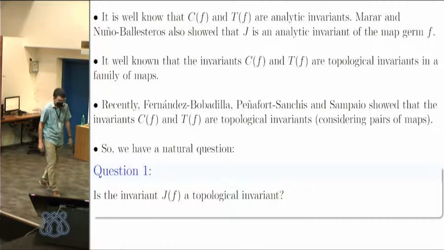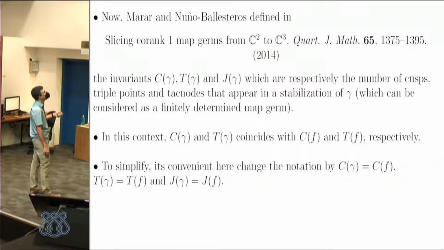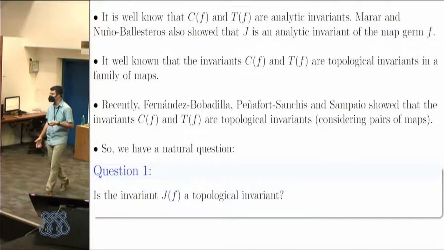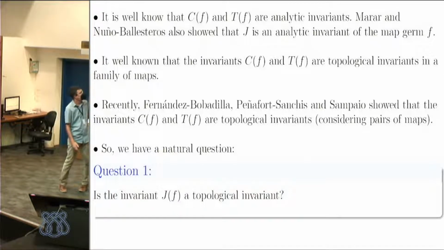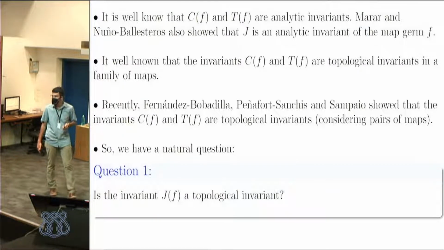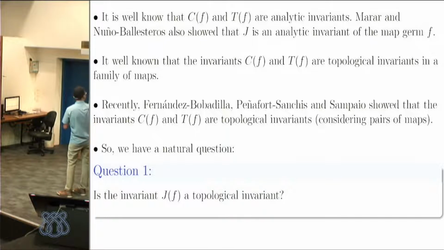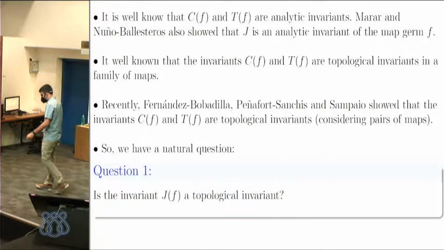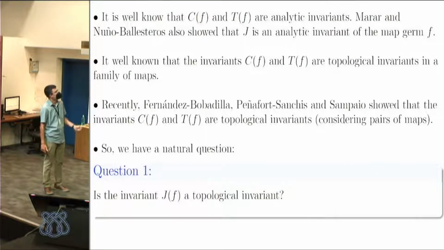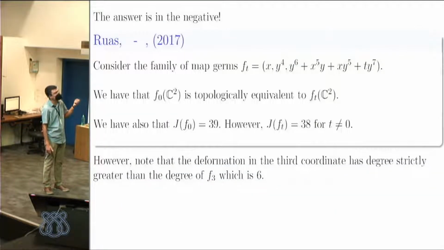Okay. Now we can see here that we have three invariants, C, T, and J, and C and T are topological invariants. So the natural question is: is the invariant J a topological invariant? And the answer is in the negative.